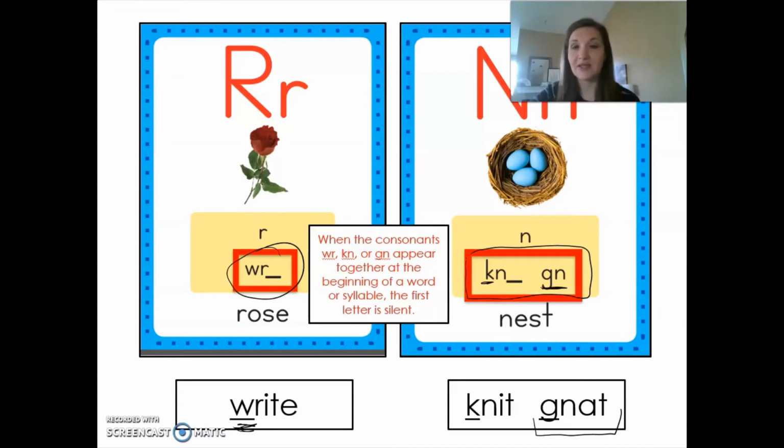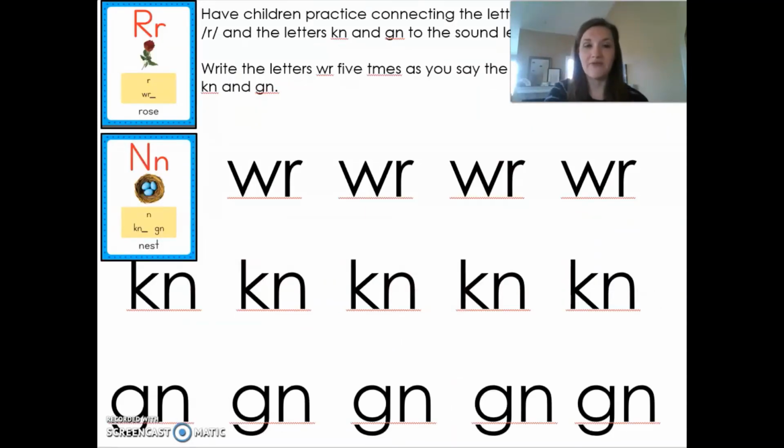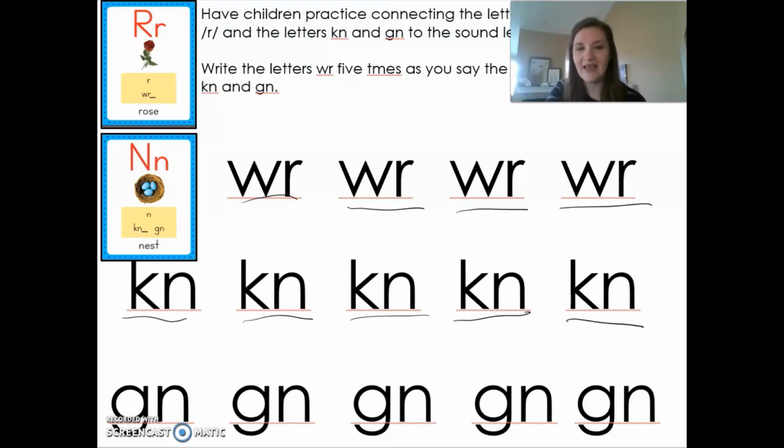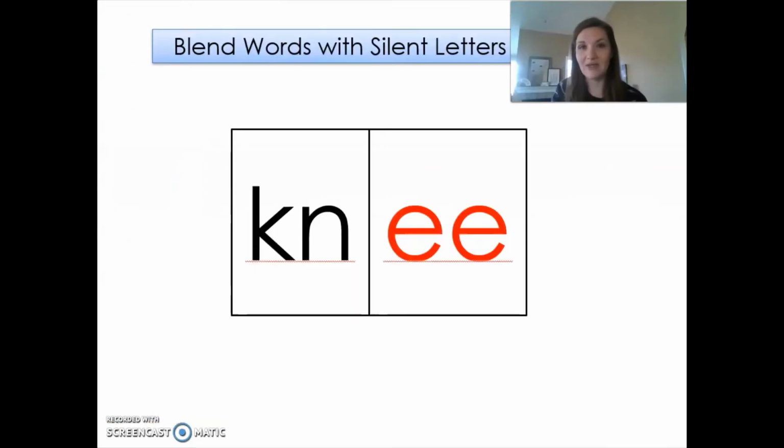The rose card spelled with the WR, and the nest card spelled with both KN and GN. So we have the silent letter showing up. Okay, so quick review. WR just says R. WR, R. KN, N. GN, N. Okay, so those are the focused sounds for this week.